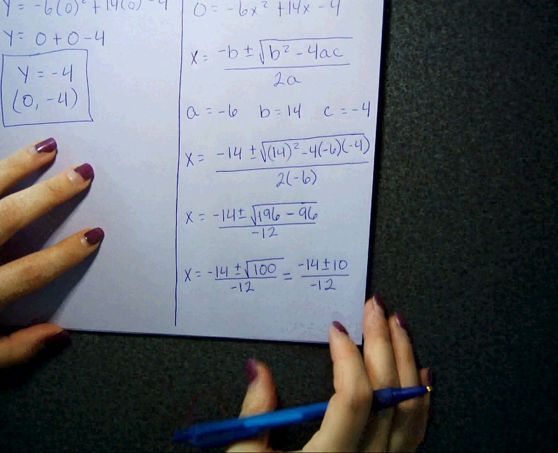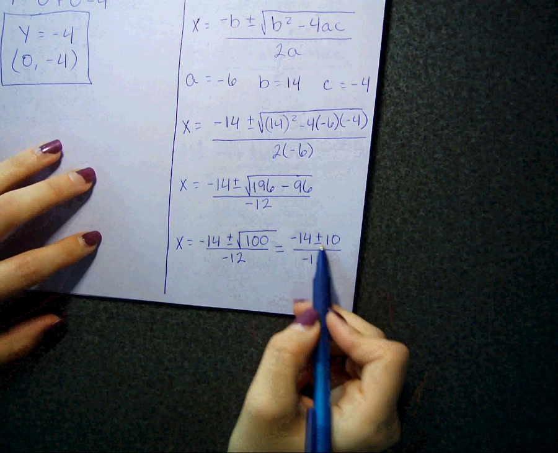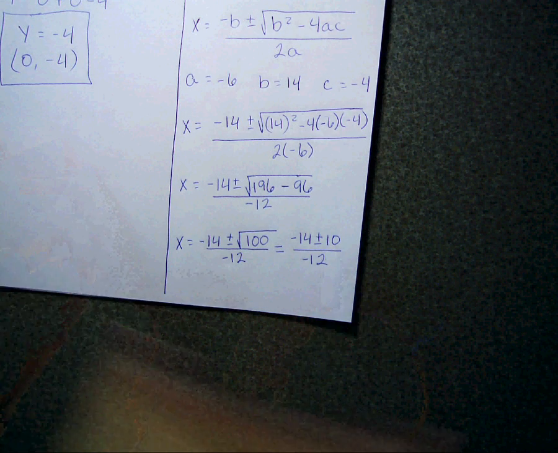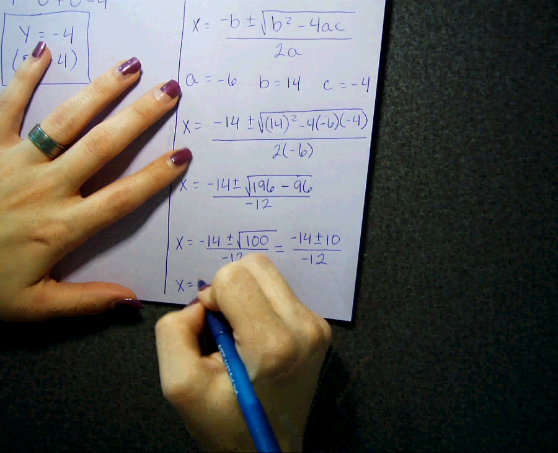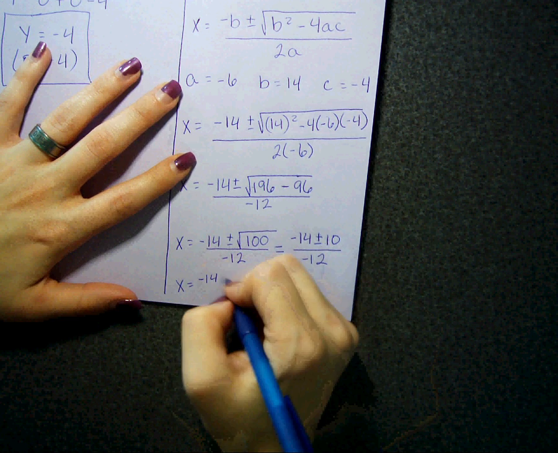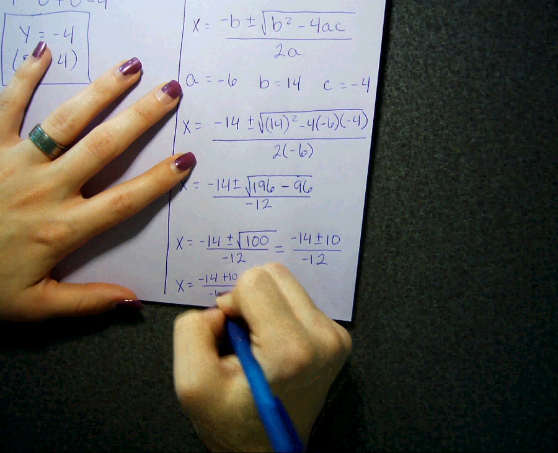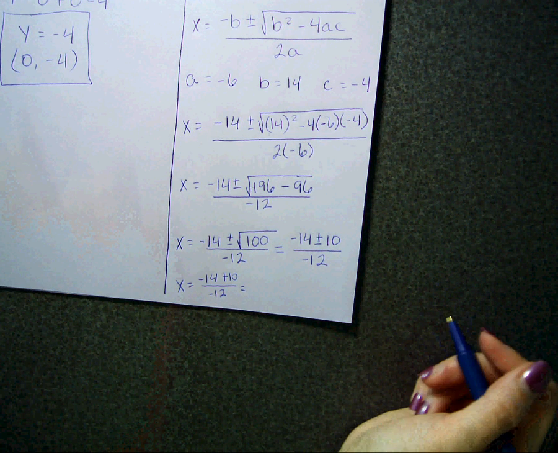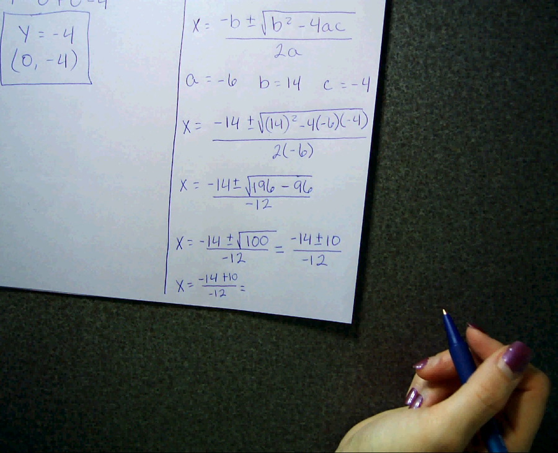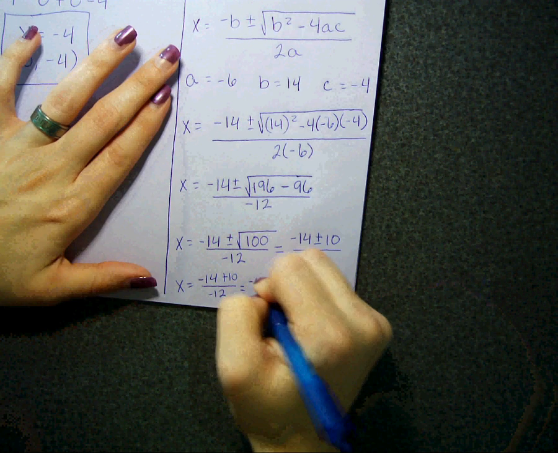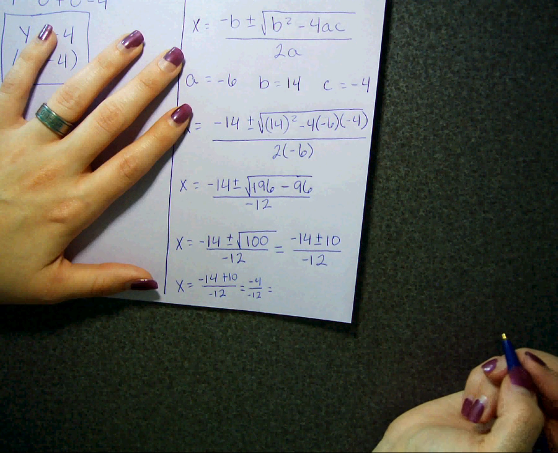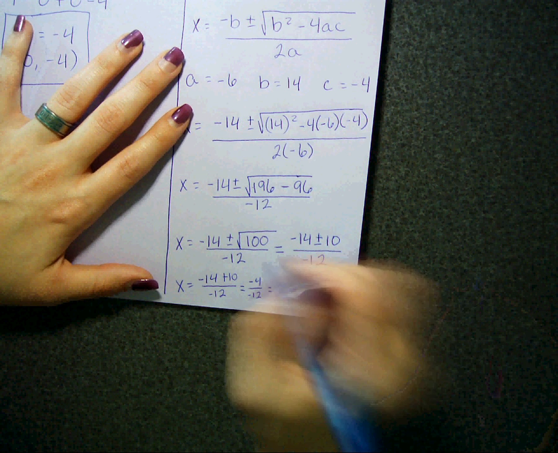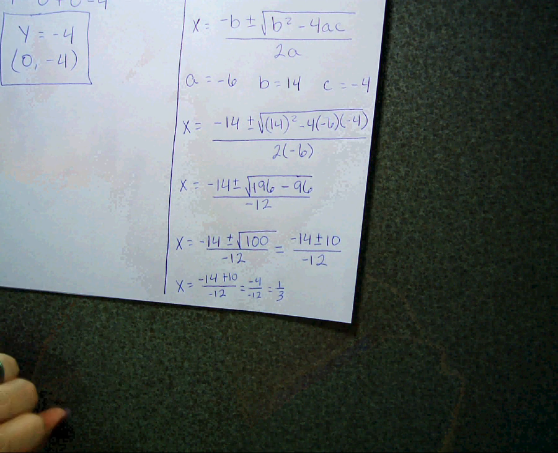So now my x-intercepts, this plus or minus means I have my two solutions. So I'm going to break it apart into my two solutions. I have x equals negative 14 plus 10 over negative 12. So let's go ahead and simplify that. Negative 14 plus 10 gives me negative 4. So negative 4 over negative 12. Reduces. Negative over a negative, I know my answer should be positive. Negative divided by a negative is a positive. And 4 over 12 reduces to 1/3. So one of my x-intercepts is 1/3.